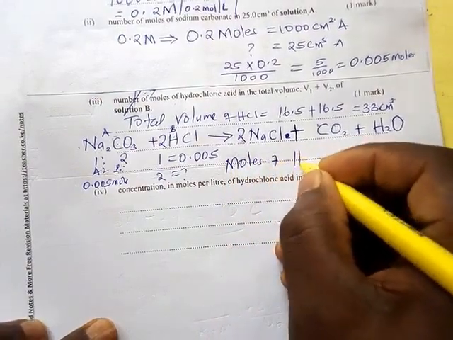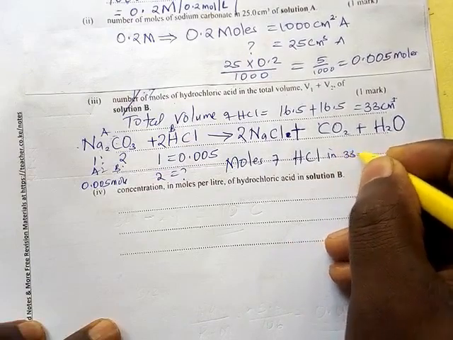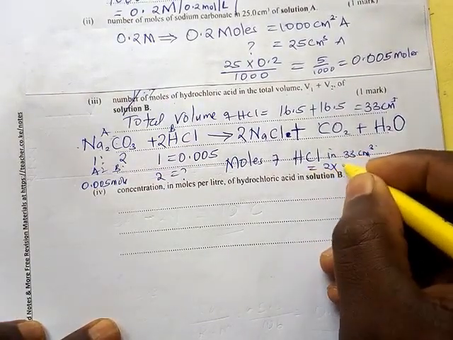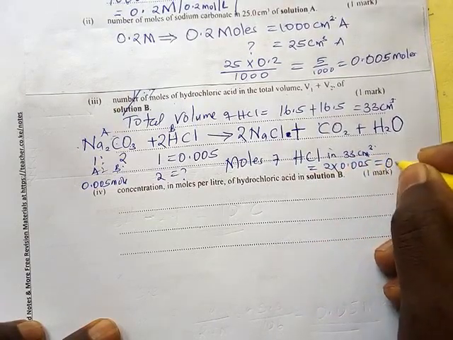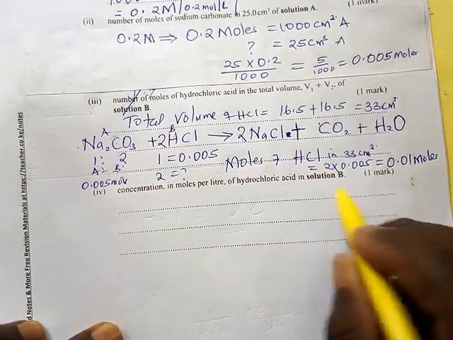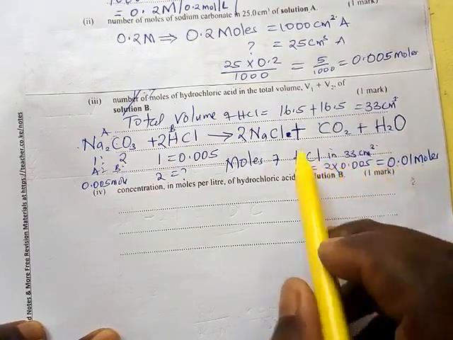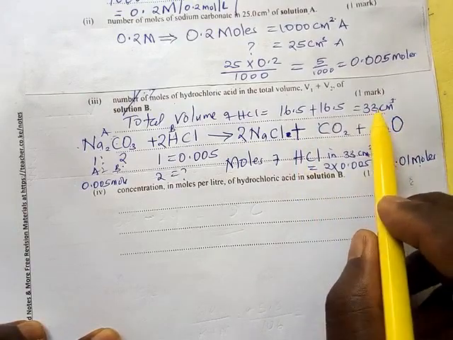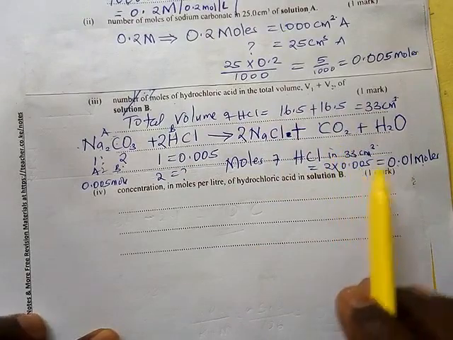So moles of HCl in 33 centimeters cube will be equal to 2 times 0.005, and that is 0.01 moles. So moles of HCl in 33 is 0.01, because remember, 33 is the volume of B that reacted with A, and A is the sodium carbonate.